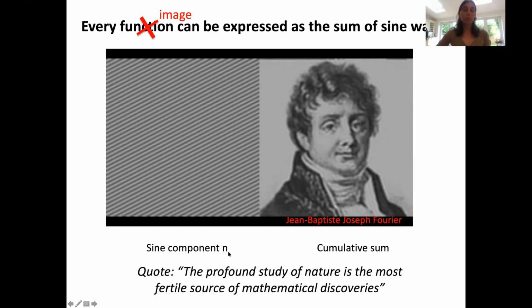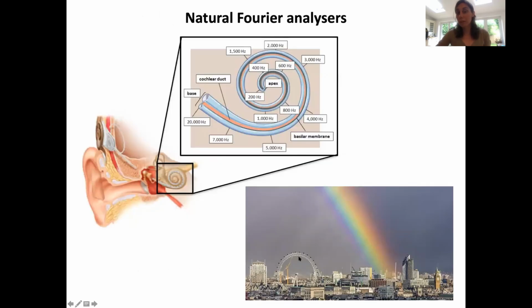To quote from Fourier, the profound study of nature is the most fertile source of mathematical discoveries, which is very true because we actually encounter Fourier transformations or Fourier decomposition in nature. And this is just a couple of examples with which you will be very familiar. So for example, when we hear a sound, this comes to our ears as an ensemble of many, many different frequencies, many, many different waves with different frequencies.